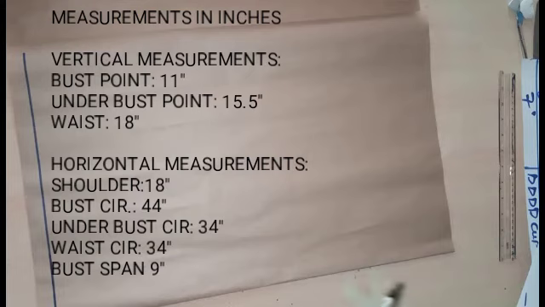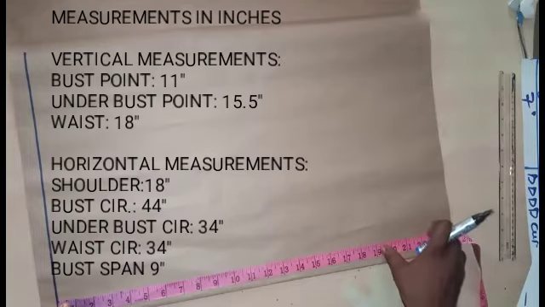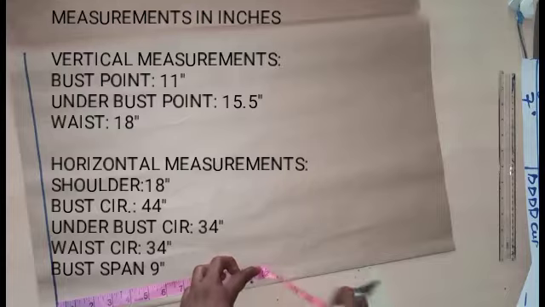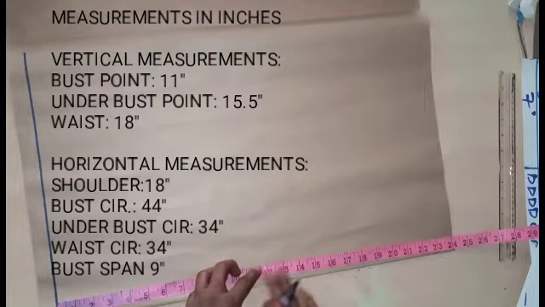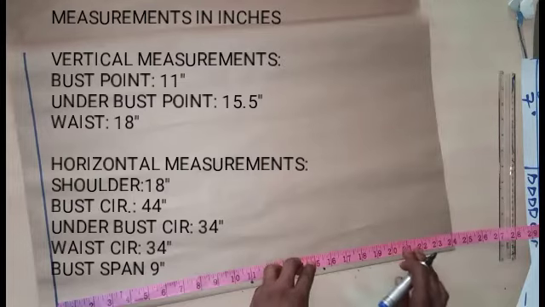So I'll go ahead to place the vertical measurement. Like I said, the measurements was sent to me and you have it on the screen. From this starting point, I'll place the bust point, and the bust point is 11 inches. So I'll mark 11 inches, and the under bust is 15.5, and the waist is 18.